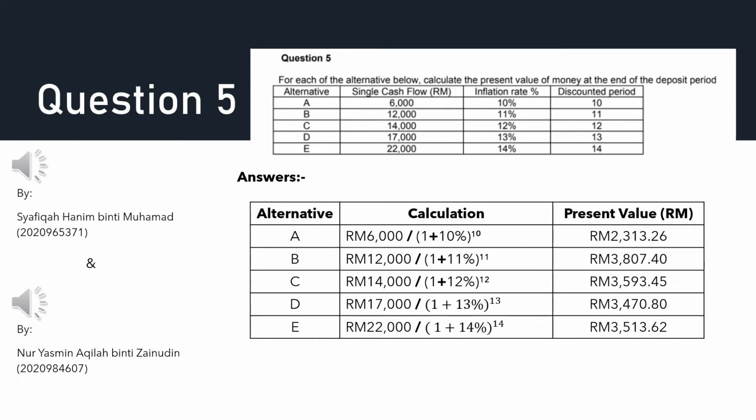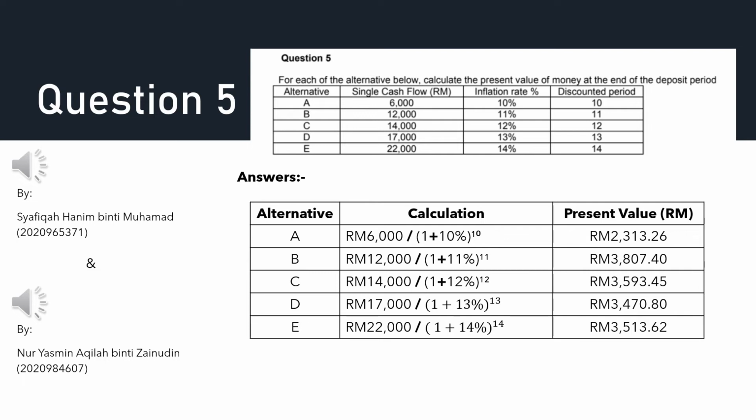Yasmin, Akila and myself will be calculating the present value of money at the end of the deposit period given. Alternative A, the single cash flow is RM 6,000 divided by 1 plus the inflation rate of 10% to the power of the discounted period 10, and the answer will be 2,313.26.